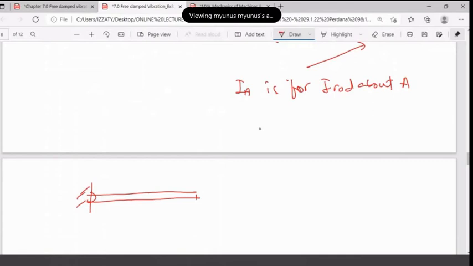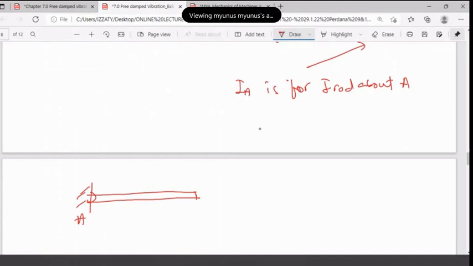This is A. So what you're going to do next is to define the mass moment of inertia. Remember mass moment of inertia? What is the mass moment of inertia for the I when you are taking it at the end?